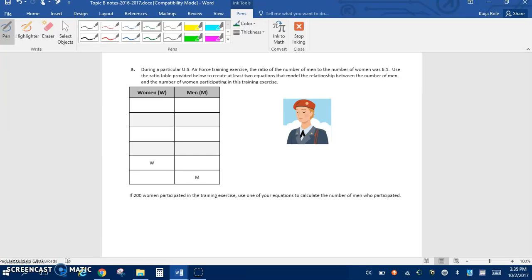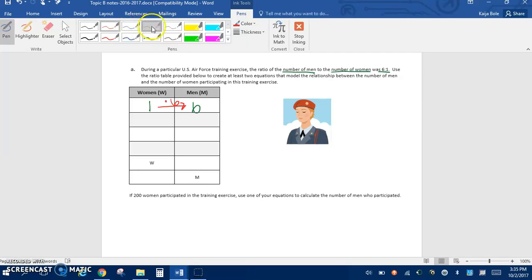Part A says, during a particular U.S. Air Force training exercise, the ratio of number of men to number of women was 6 to 1. Use the ratio table provided to create at least 2 equations that model the relationship between the number of men and the number of women participating in the training exercise. So we know the ratio. For women we had 1, and for men we had 6. Going across, what are we doing to get from 1 to 6? We are multiplying by 6.